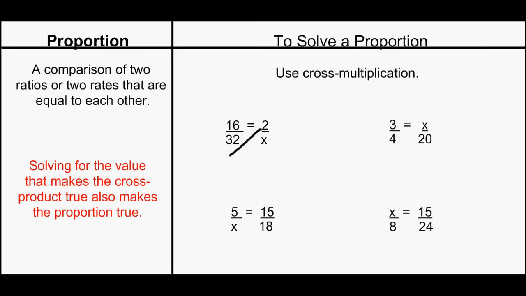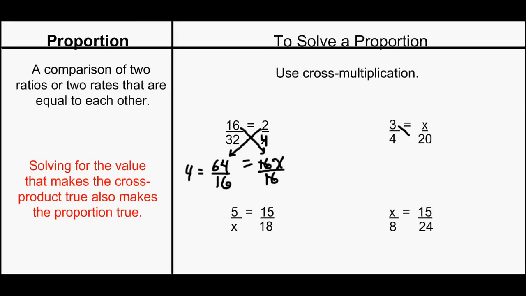2 times 32 is 64. 16 times x is 16x. X is a missing factor, so we'll use division to solve for it. Divide both sides by 16. X equals 4. The value of x that makes this a proportion would be 4.